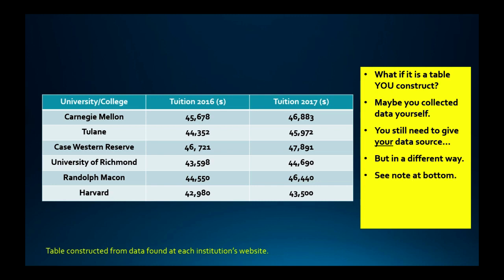And you see here that I've put a note at the bottom, and in this case, this is going to be sufficient. I said, table is constructed from data found at each institution's website. So I've basically stated my source. But in other cases, I might need more information. I might need to say this data was collected from the World Bank, or this data was collected from the US Census, available at this location.